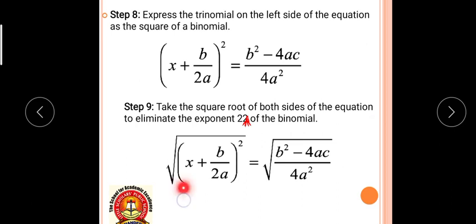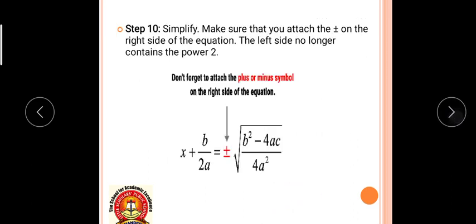Now, by taking a square root, you will get (x plus b by 2a) whole square is equal to (b square minus 4ac) upon 4a square. And after simplification, by taking a square root, you will get x plus b upon 2a. This square will cancel out and here it will come a square root. But all of you know that if it is 25, what is the square root of 25? Plus minus 5, and therefore it is a plus minus sign.